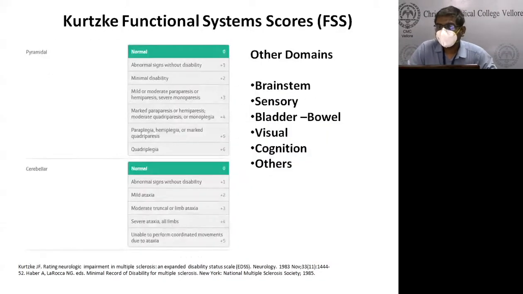So what are the functional systems which are scored? You have 8 domains, mainly the pyramidal system. Each one has a scoring from 0 to 6, some from 0 to 5, or 0 to 4. The main systems which are scored are your pyramidal system, cerebellar, brainstem, sensory, bladder, bowel, visual, and cognition as well. So this is how expanded disability scoring is done.